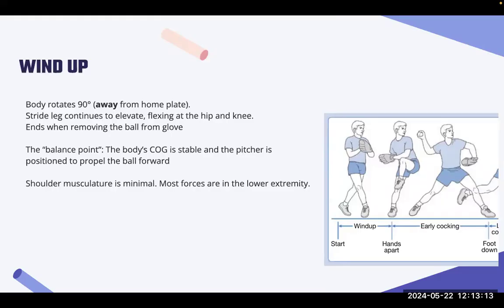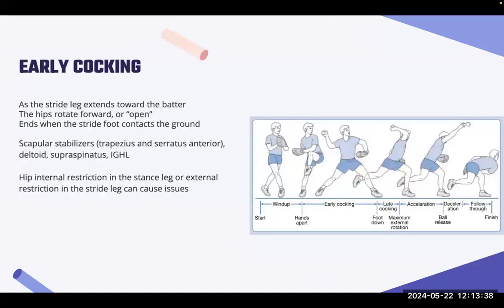The stride leg will elevate and flex at the hip and knee, as we see there. You will hit a balance point in the wind-up phase, where your center of gravity is stable, and then you're ready to propel the ball forward. At this time, your shoulder musculature use is very minimal. It's mostly lower extremity. So the force that you're generating on the ball starts in your legs, from the ground and going up. And that's why, again, the leg and the trunk are so important.